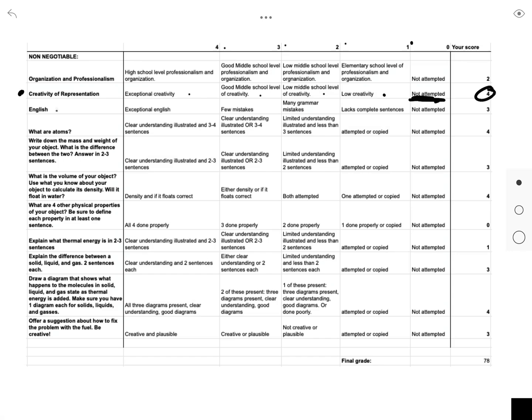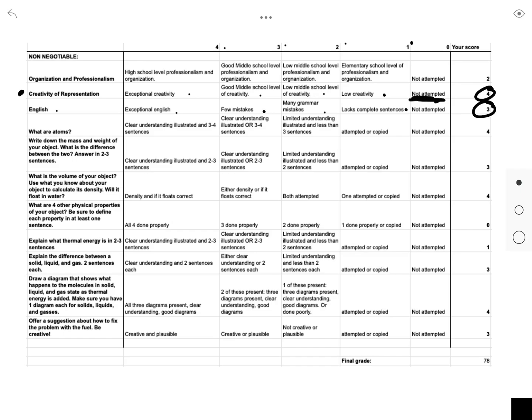Then we have English. If you have exceptional English, it's a 4. A few mistakes, it's a 3. Many grammar mistakes, it's a 2. And if it just lacks complete sentences, that's a 1. And the student got a 3, so they just had a few mistakes. Pretty good. Now let's look at these other ones, okay?